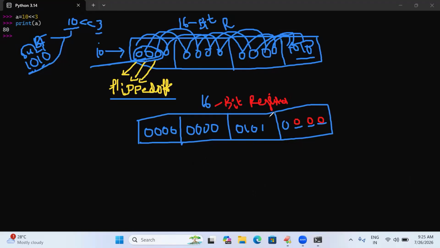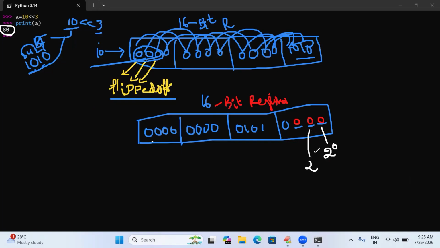So this is a 16-bit register. Now I'm going to calculate the value. See here, how did I get the output as 80? This is a binary value, right? I want to convert this binary value into a decimal number. So I'm going to consider like this: 2 power 0. Why do I consider 2? Because it is binary.